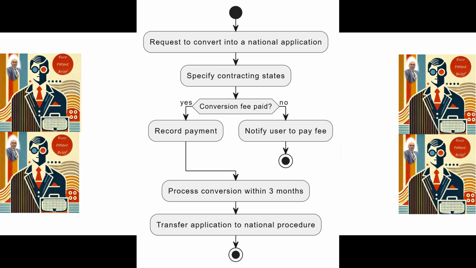If the parent application had a ST26 compliant sequence listing, it can be used for search purposes only in the divisional application. The EPO can add a copy of the earlier sequence listing to the dossier, but the content of the description remains the responsibility of the applicant.